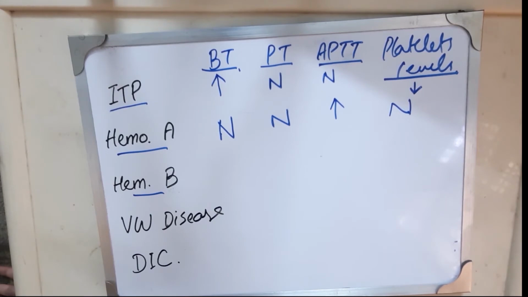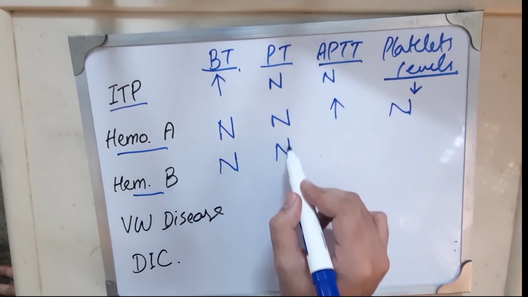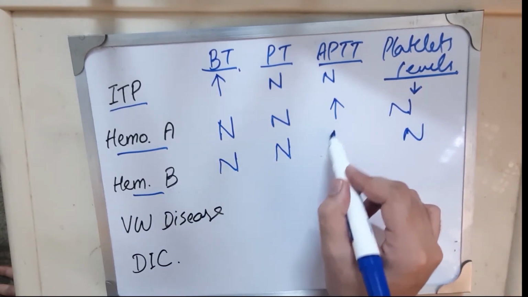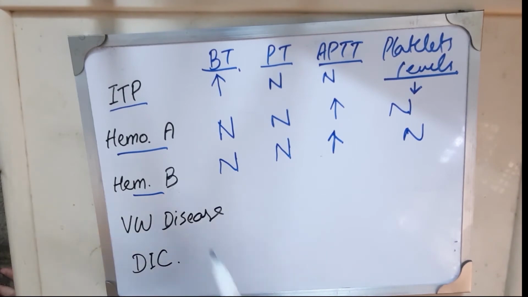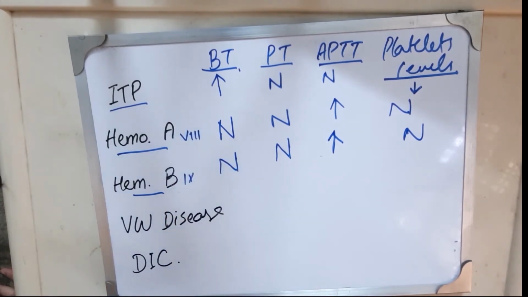Hemophilia B involves factor 9, so bleeding time is normal. Platelets are normal. Prothrombin time is normal. Only APTT is increased because factor 9 is involved in the intrinsic pathway.